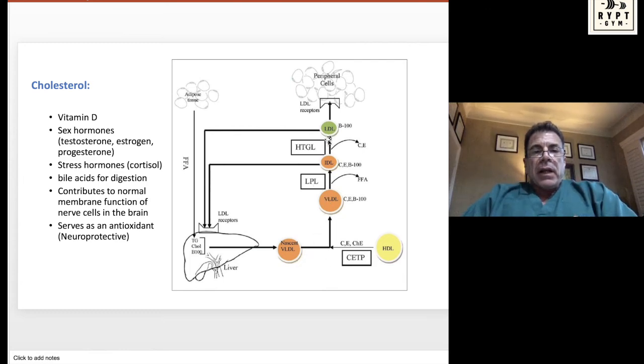VLDL, IDL, and LDL are really the function as they're fatty molecules, and HDL is one that actually picks up cholesterol. So we want high HDL levels and low LDL levels. So when we measure our labs, we want our LDL to be low and our HDL to be high. Our total cholesterol should be less than 200. Okay, but cholesterol is a requirement. It's really abnormalities in LDL and HDL that are the focus right now.